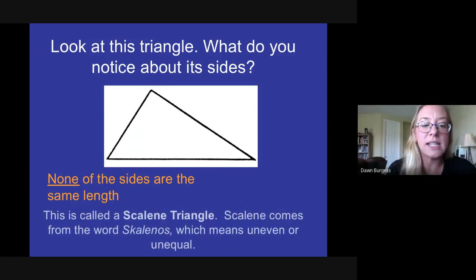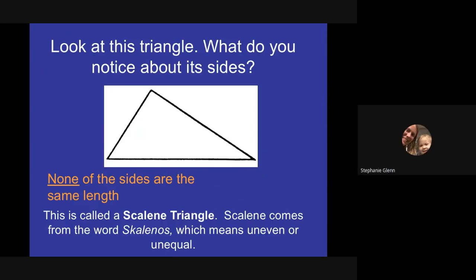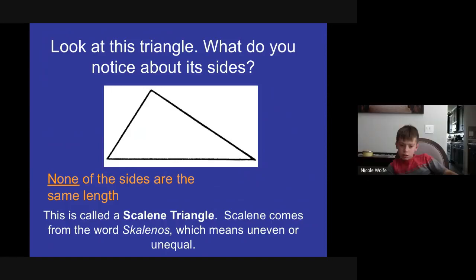So the name for this is scalene triangle. Scalene comes from, I can't see that on my screen because of the way I'm sharing, but basically it means uneven or unequal. Right? So some of you even described it as that. Oh, it's uneven, it's unequal. It doesn't look like any of them are the same. That is scalene.